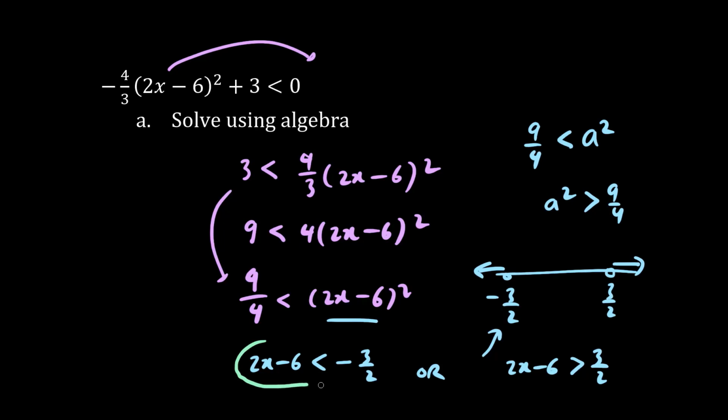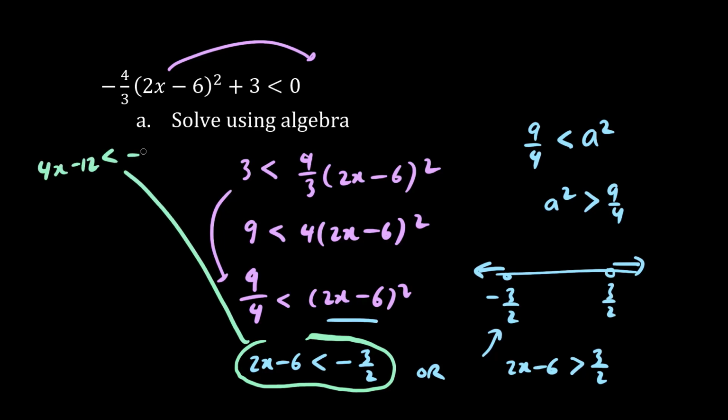Let's focus on this part here. We're allowed to multiply both sides by 2. So we have 4x minus 12 is less than minus 3. We'll throw this over. We have negative 3 plus 12, which is 9. And we divide both sides by 4. Thus x is less than 9 over 4.